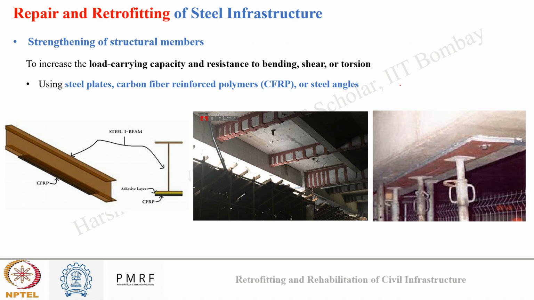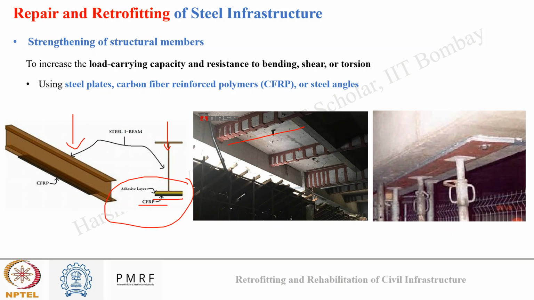So in the first image you can see a steel I beam, where CFRP was attached at the base of the beam. So suppose some load is acting at the top of the beam. This is the tensile part, and CFRP addition will provide the additional tensile capacity to the steel beam, which will help to increase the strength of it, which will strengthen the steel beam.